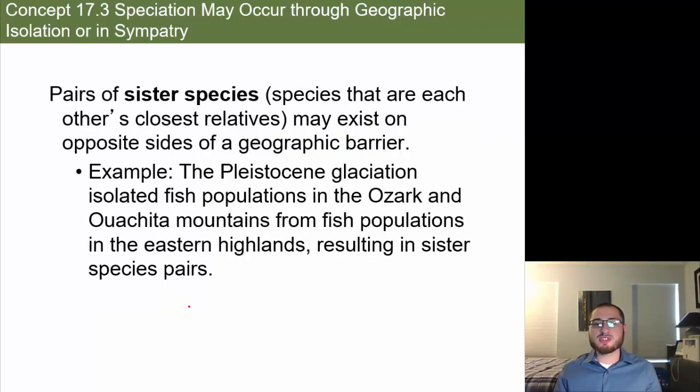And pairs of sister species, or species that are each other's closest relatives, may exist on opposite sides of the geographic barrier. So they branch from each other, they're still sister species, but they are becoming separate species from one another. Being a sister species does not mean you're the same species. Yes, they're still very closely related, but they are not the same species anymore. In the Pleistocene, a glaciation occurred that isolated fish populations in the Ozark and the Ouachita mountains from fish populations in the eastern highlands, resulting in sister species pairs.